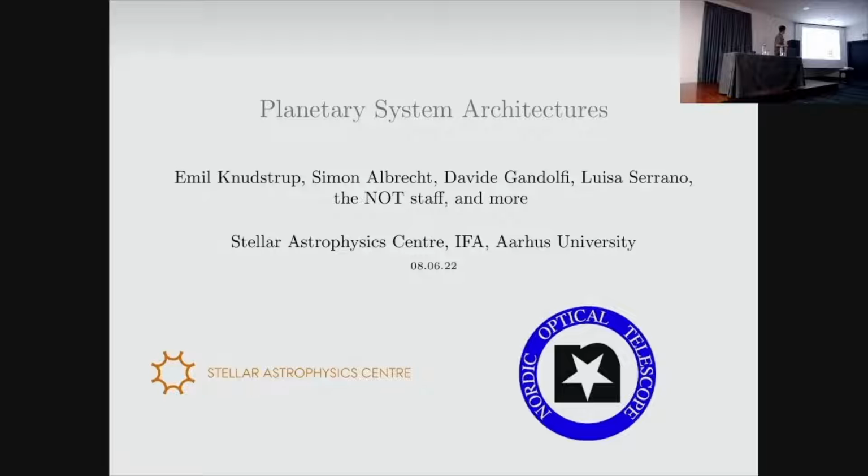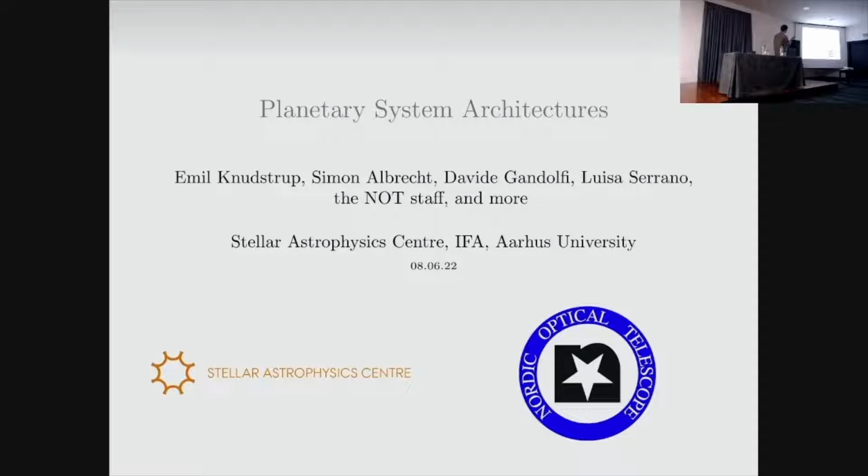You can see the main collaborators here, but a large portion of this work is also due to the NOT staff. Not only in terms of photons collected, but also in terms of support, both moral and technical, and then of course also just time in general. A large part of this work has been carried out while I was here at the NOT.